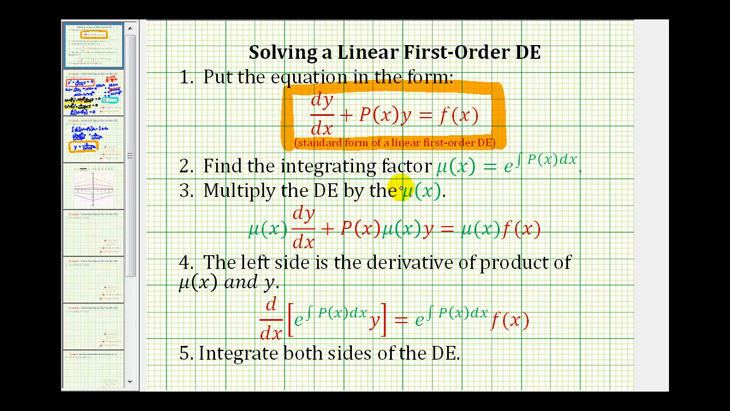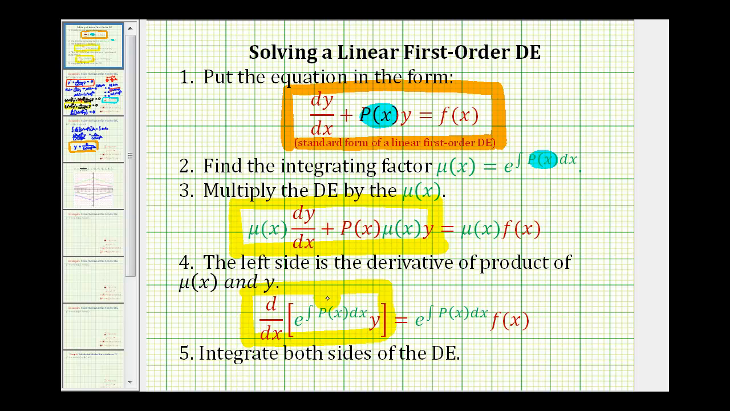Next, we want to find the integrating factor, which is mu of x equals e raised to the power of the integral of p of x integrated with respect to x. Again, notice that p of x is the function here being multiplied by y. Once we find the integrating factor, we multiply the differential equation by mu of x. Once we've done this, the left side of the differential equation is always going to be equal to the derivative of the product of mu of x, the integrating factor, and y.